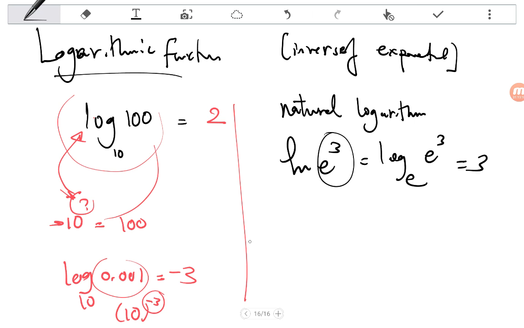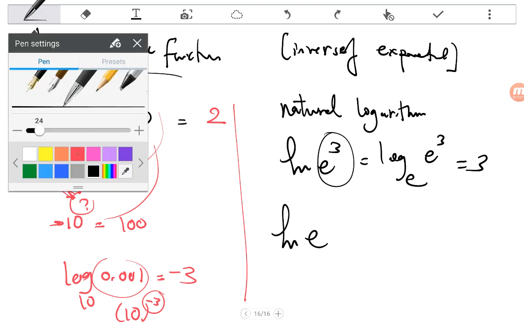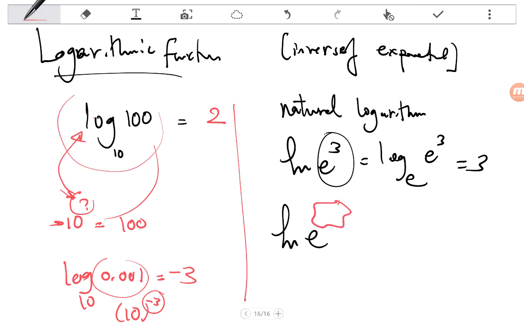And this is a general rule. Whenever I have ln e power something, the ln and e cancel each other, so that will be that something as it is. And also for the opposite case. So when I say e power ln something, the e and ln cancel each other. So that will be that something. But there is a condition in this case.